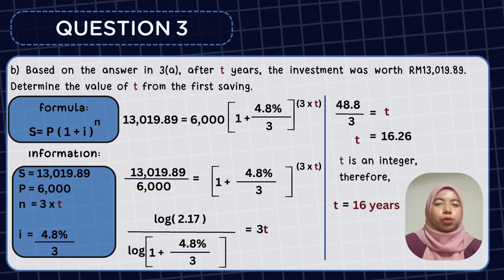So to find the value of T, we must use log. After we simplify the log, we can get T equal to 48.8 per 3. So T equal to 16.26. But T is an integer. Therefore, T equal to 16 years.